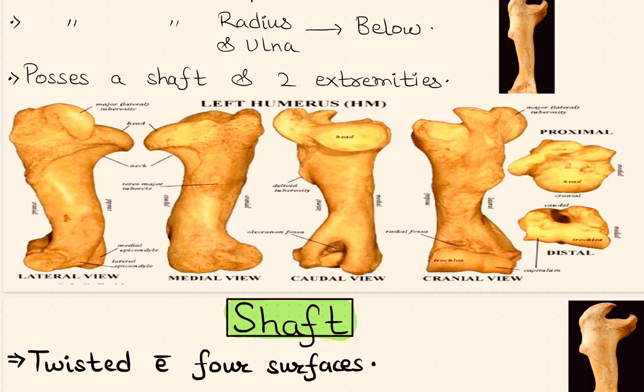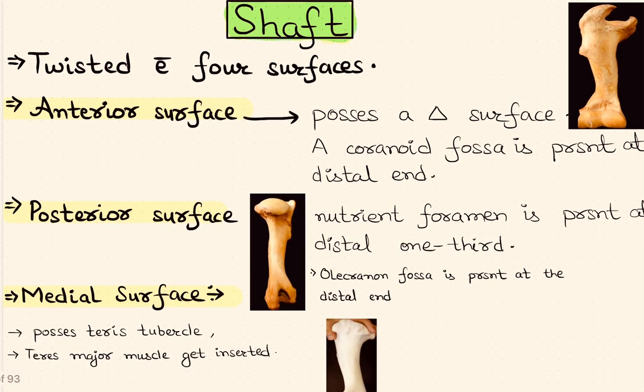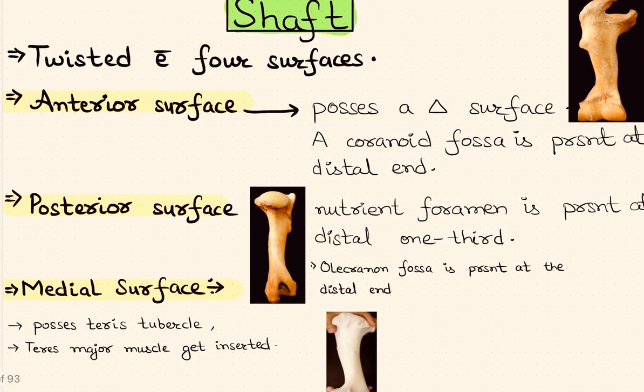Okay, the proximal extremity is this and the distal is this. How will you recognize the proximal and distal extremity? The proximal extremity has the head region, and the distal extremity has the olecranon fossa, condyles and epicondyles. These would be discussed in the video clearly, but firstly let me tell you about the shaft.